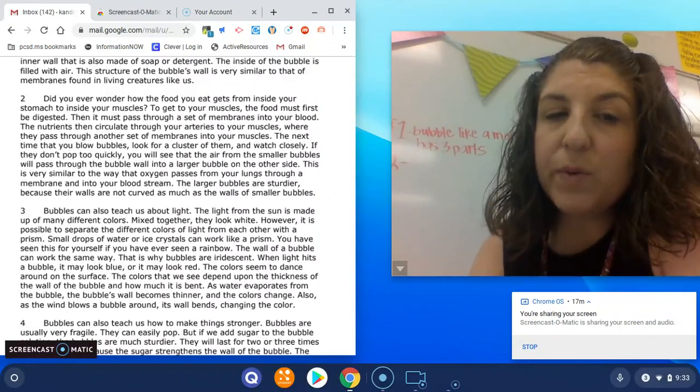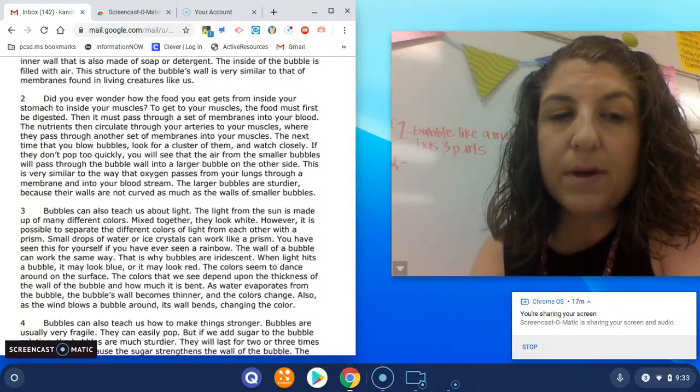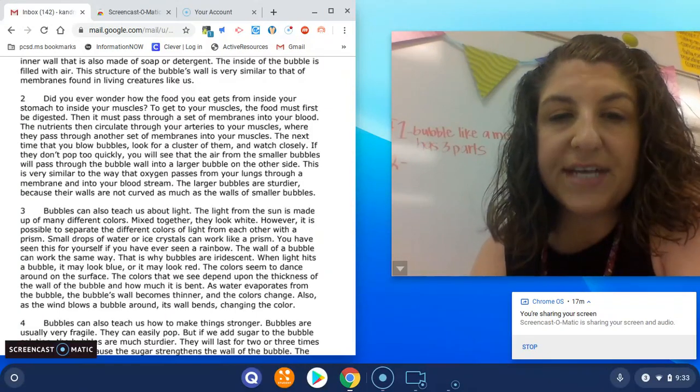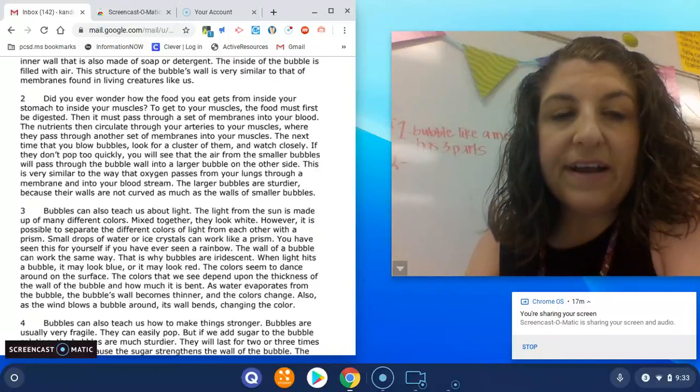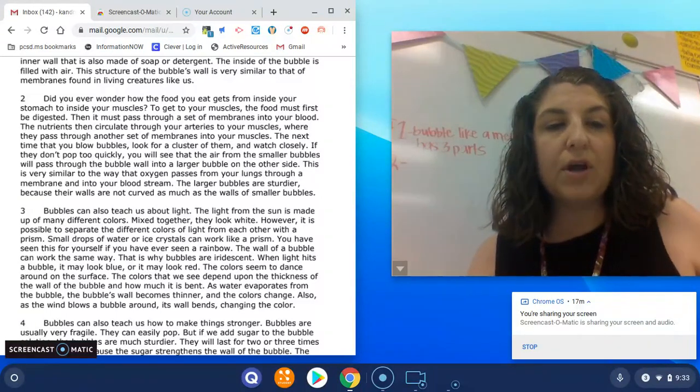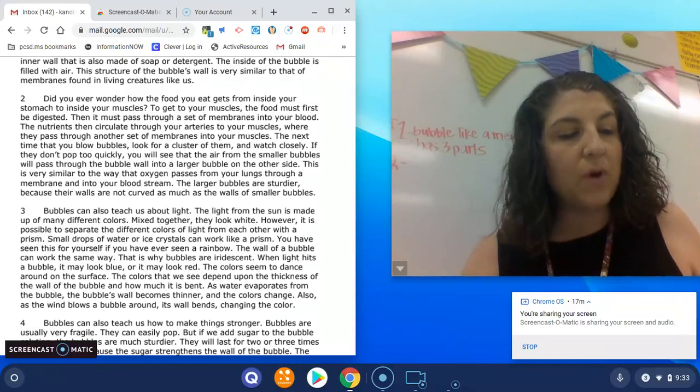If they don't pop too quickly, you will see that the air from the smaller bubbles will pass through the bubble wall into a larger bubble on the other side. This is very similar to the way that oxygen passes from your lungs through a membrane and into your bloodstream. The larger bubbles are sturdier because their walls are not curved as much as the walls of smaller bubbles.